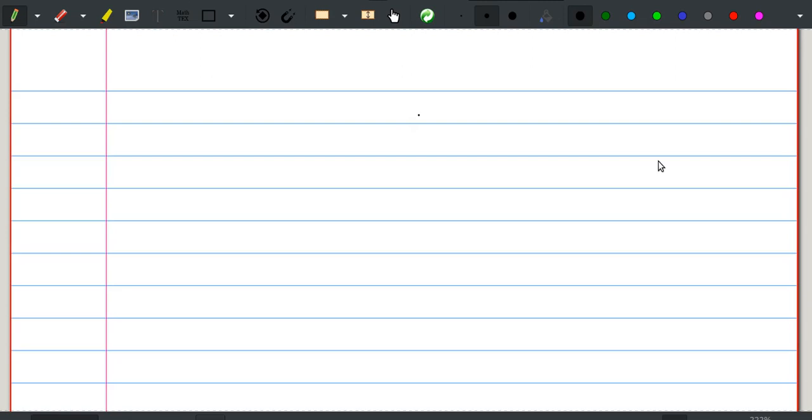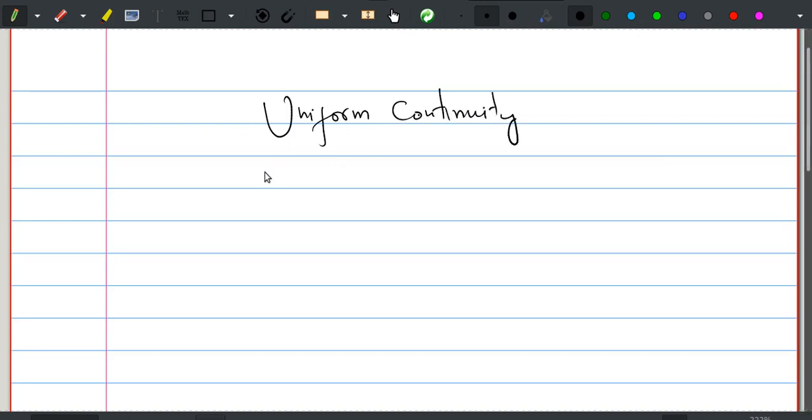This is the 12th lecture on metric spaces. So in this lecture we will be doing uniform continuity. So we'll begin with the definition and some motivation for this type of continuity.